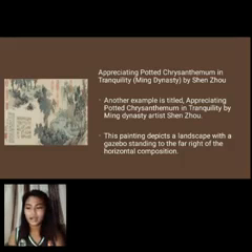Another example is titled Appreciating Chrysanthemum in Tranquility, Ming Dynasty, by Shen Zhou. This painting depicts a landscape with a gazebo standing on the far right of the horizontal composition.